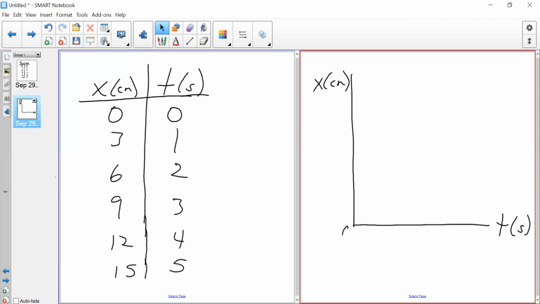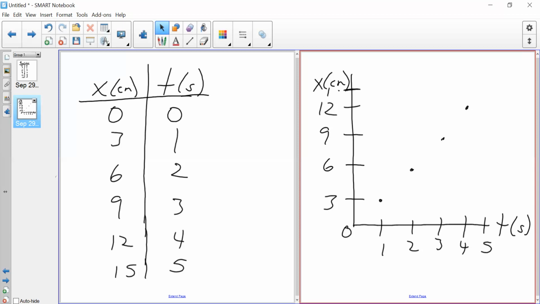So we graph this: 0, 0; 3, 6; 9, 12; 2, 3, 4, 5. It doesn't have to be perfect, but try to plot the points as best we can. Three at 9, 12 at 4. Don't forget the 15, 5.